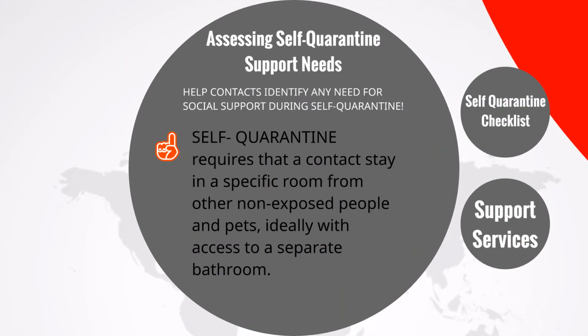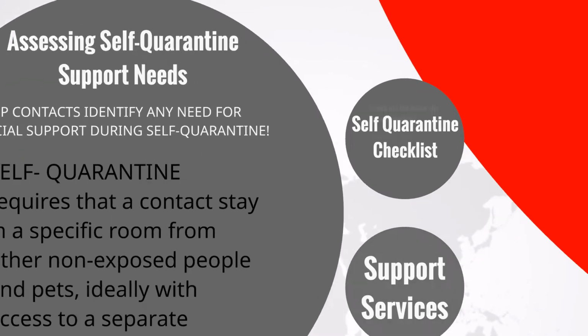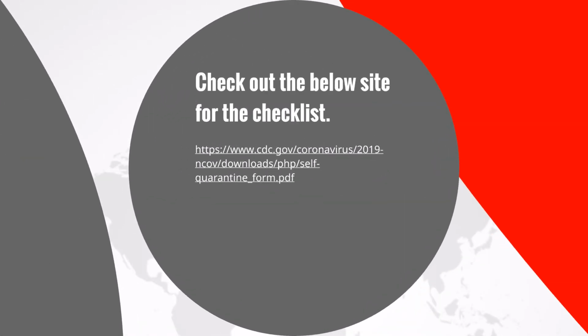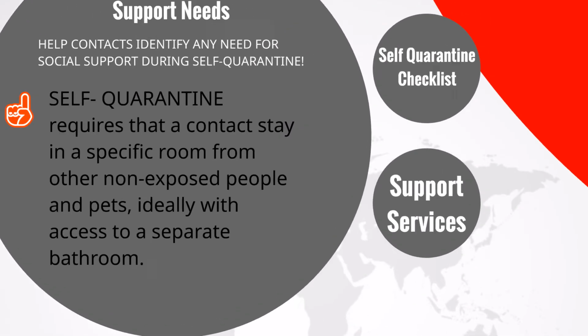Assessing self-quarantine support needs. Self-quarantine requires that a contact stay in a specific room away from other non-exposed people and pets, ideally with access to a separate bathroom. This is the ideal situation. We all know that this might not happen for everyone we're speaking with over the phone. So we need to see what we need to do to support these people who are going to be in quarantine. This is a checklist. It's going to be available in PDF form after this video. You can check it out.